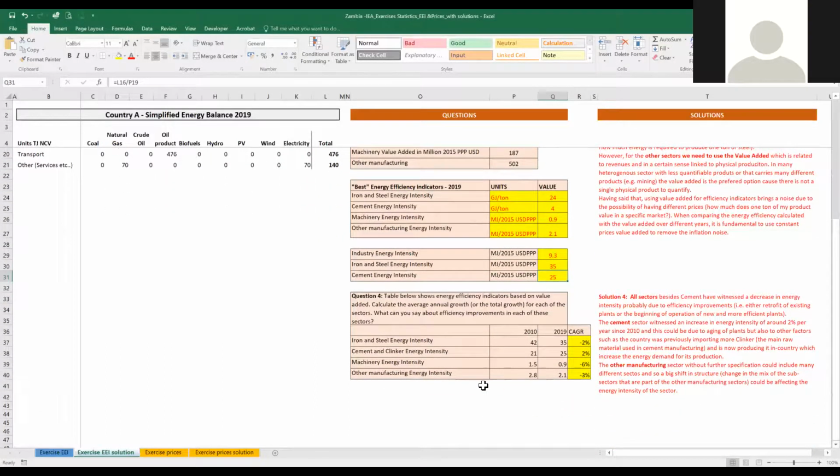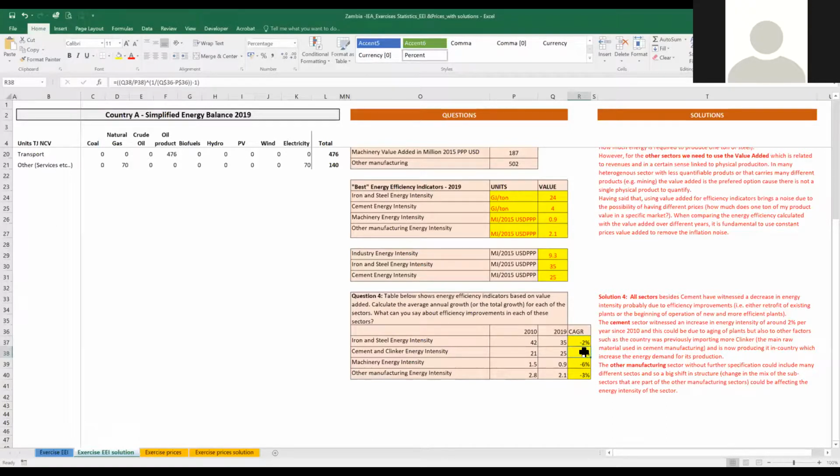The last question is: you are provided with the energy efficiency indicators based on value added for those 2 years, and you're asked to calculate the average annual growth rate for each of the sectors. So here we are calculating a compound average growth rate. You take your value in 2019, divide it by your value in 2010, and put it to the power of 1 divided by 2019 minus 2010, which is the number of years, and you get a compound average growth rate of -2% for iron and steel.